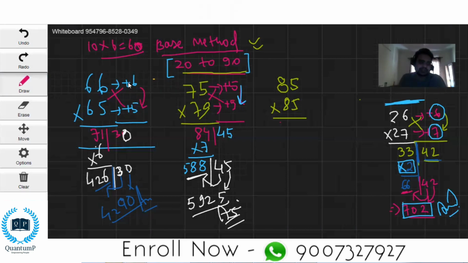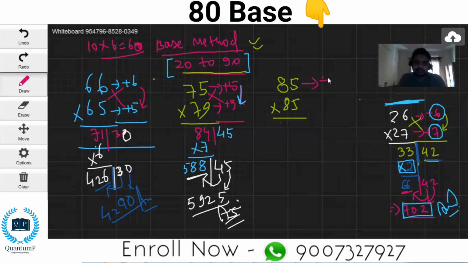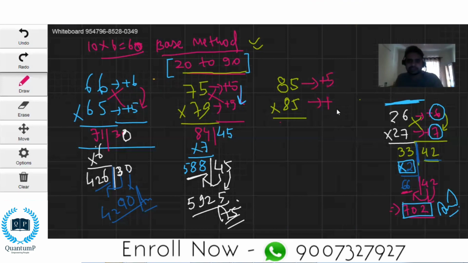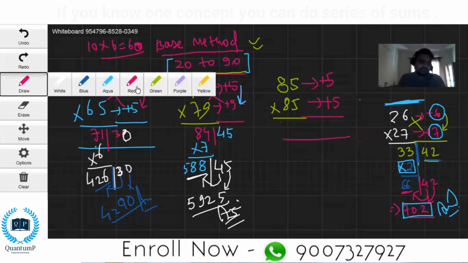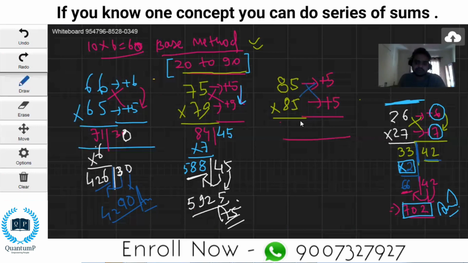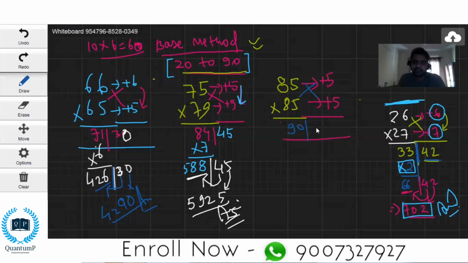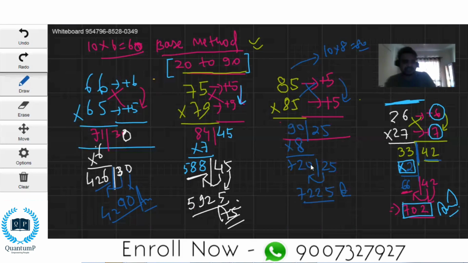80 base. So if you do 80 base, I'm writing here plus 5. So basically we are doing a series of sums actually. Okay. If you know one single concept, you can do a series of sums. Okay. So we'll do cross, it's a 90, then it's a 25 actually. Then we'll multiply with 8 because it's 80 base, because 10 into 8 is 80, right? Correct. So this is giving you 720, then 25, then this 2 will move to this side, 722, and then this 5. See how fast we are doing, right? So this is 60, 70, and 80 base.